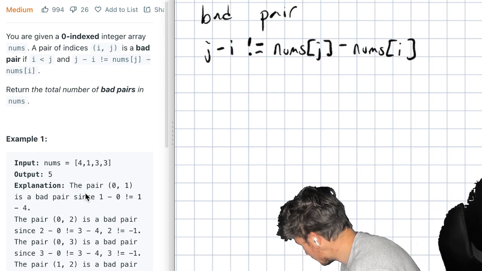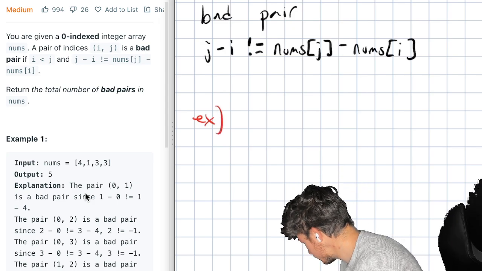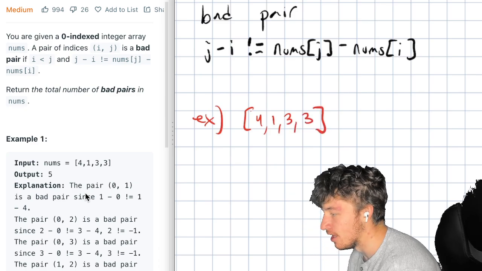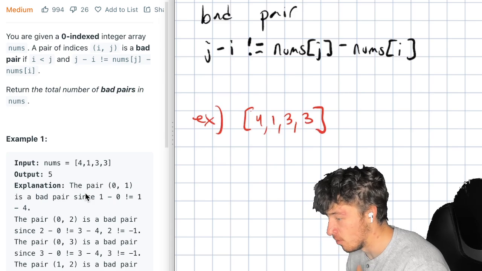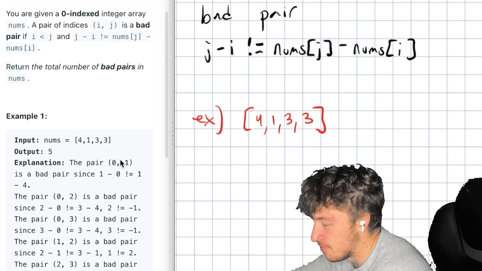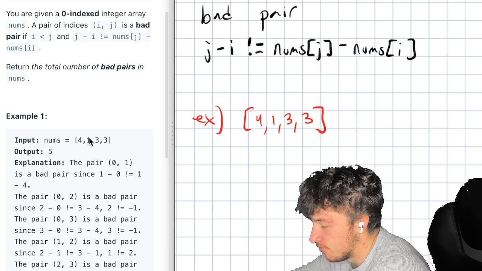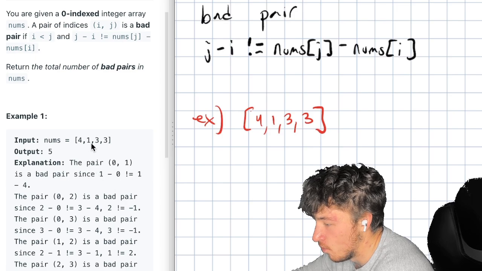changing the color up a little bit here. For example, 4, 1, 3, 3. What's going on here? How many bad pairs are there? It turns out there are 5. I'm not going to go through all of them, but (0, 1) is a bad pair because 1 minus 0 is not equal to 1 minus 4. This is the j index, 1, minus the 0 index, not equal to 1 minus 4. That's not true, right?